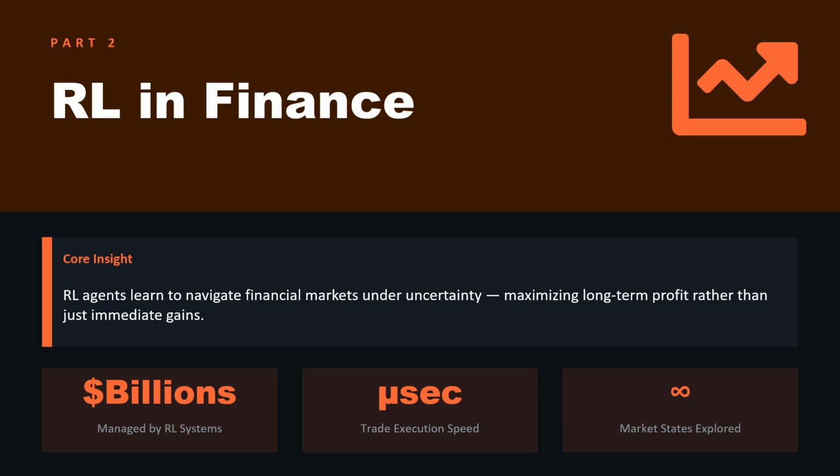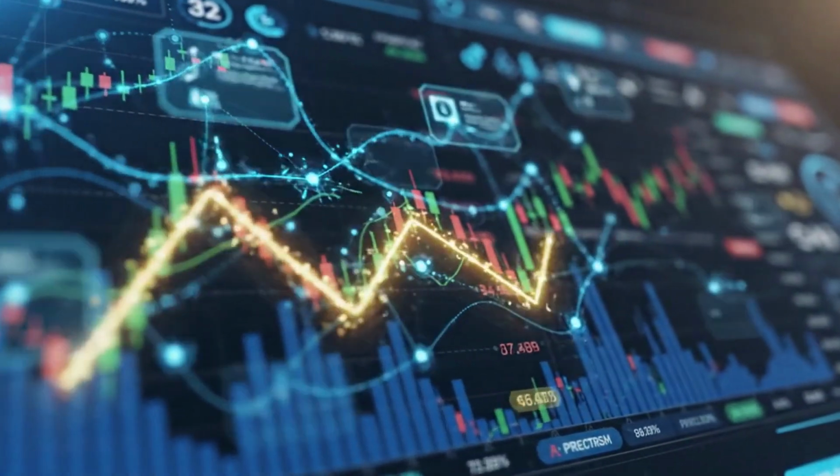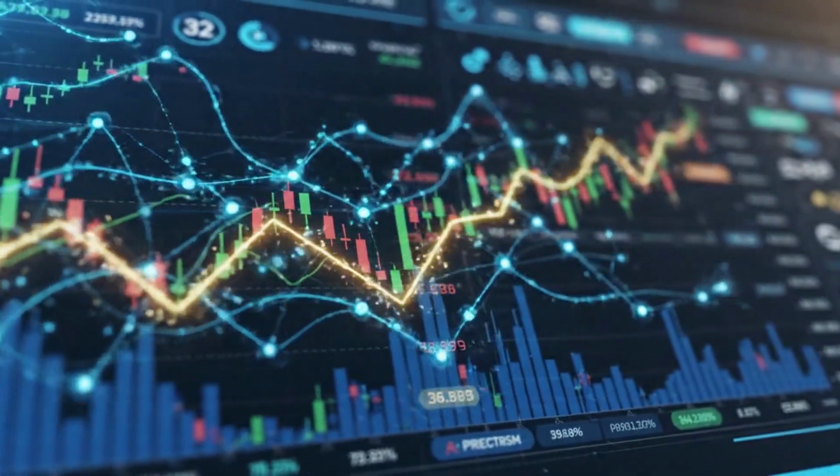Let us move to finance. Here, RL helps systems make decisions under uncertainty. These systems manage billions of dollars, execute trades in microseconds, and explore countless market situations. The goal is not just short-term profit but long-term gains.